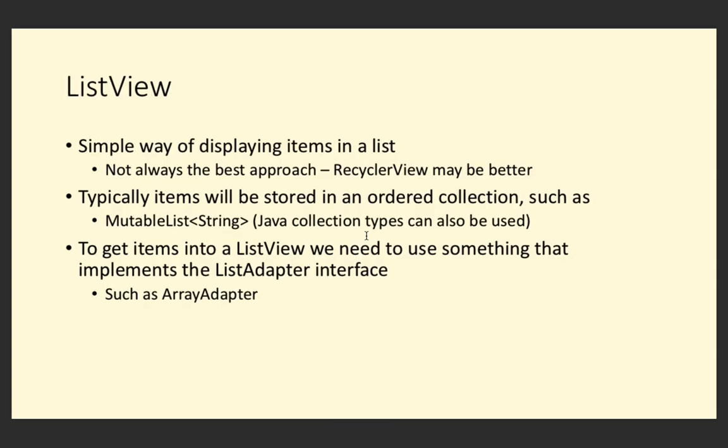So with a list view, typically if we've got some sort of collection of things, often strings, but maybe other things, we sometimes want to display them in a list for the user, okay? And we can do that with something called a list view. The list view has something called an adapter, which is designed to convert the information in our collection, like a mutable list or an array list, into the sort of list on screen.